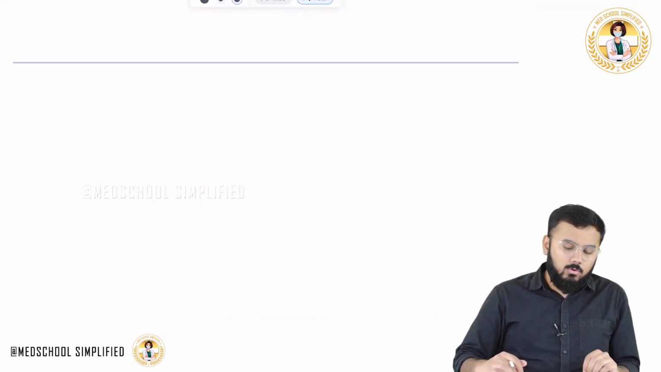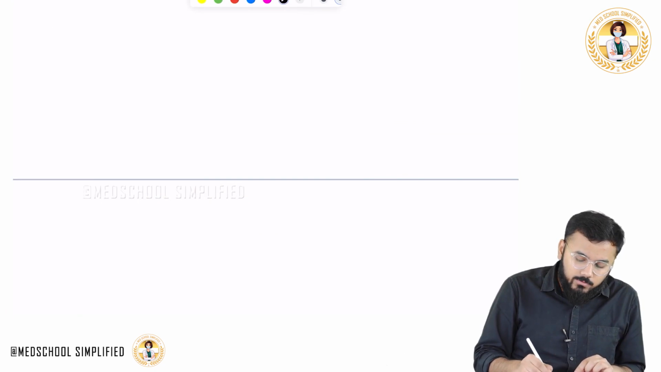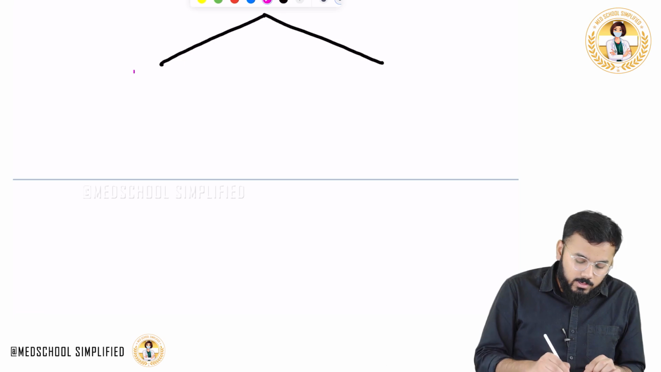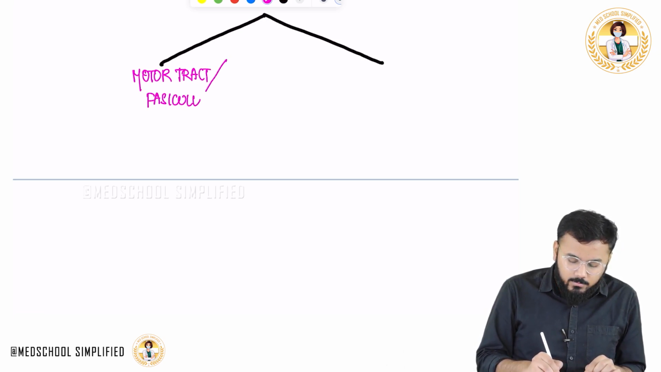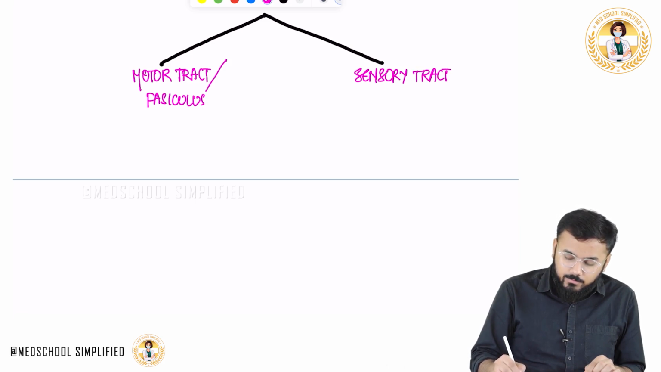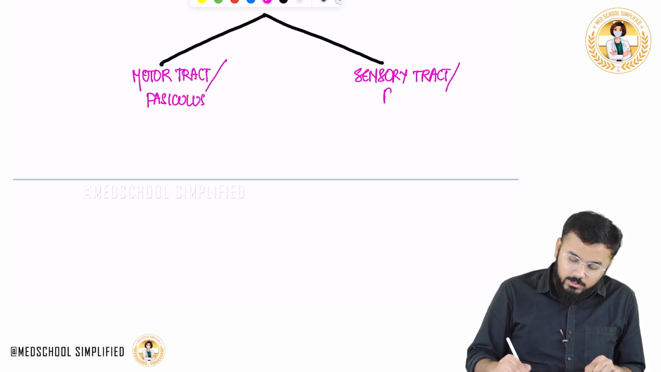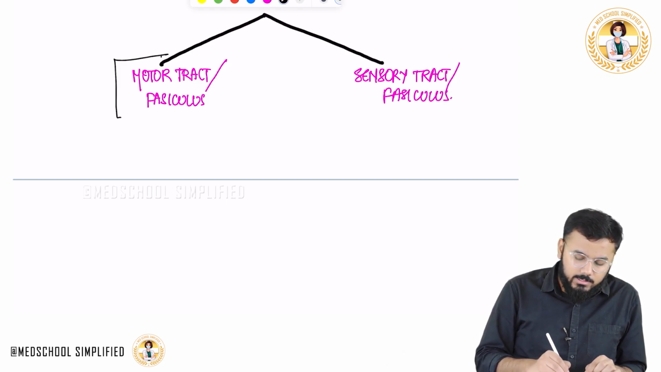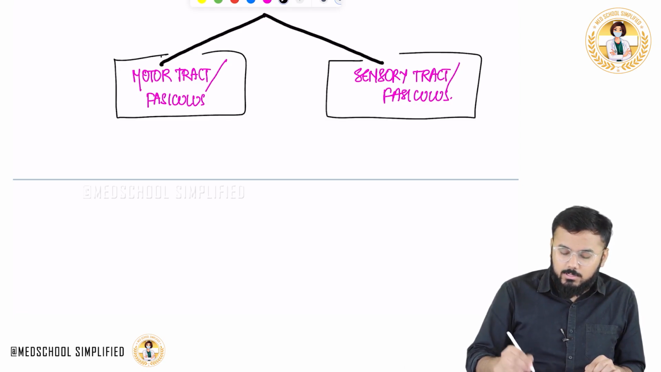Now let us write down the list. I told you there are two different types of fibers, sensory as well as motor, right? So what are the two? One is called the motor tract, which you also call the fasciculus. Next important thing is your sensory tract, or fasciculus. Whether it is ascending or descending, both of them are called fasciculus, right?